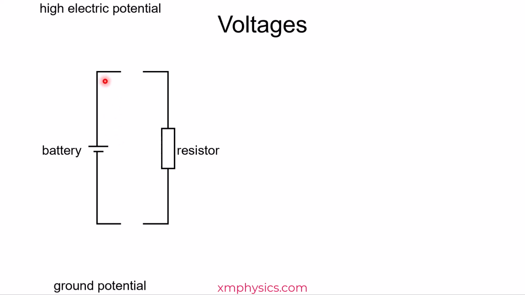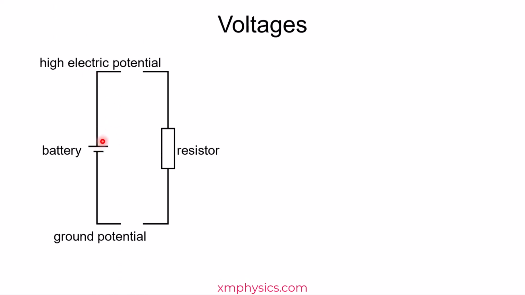It's to make sure that there's a high electric potential at its positive terminal and a low electric potential at its negative terminal. We have a resistor here. Let's connect it across the battery. So now we have a high electric potential at one end of the resistor and low electric potential at the other end of the resistor. So this potential difference will force a current through the resistor and through the circuit.